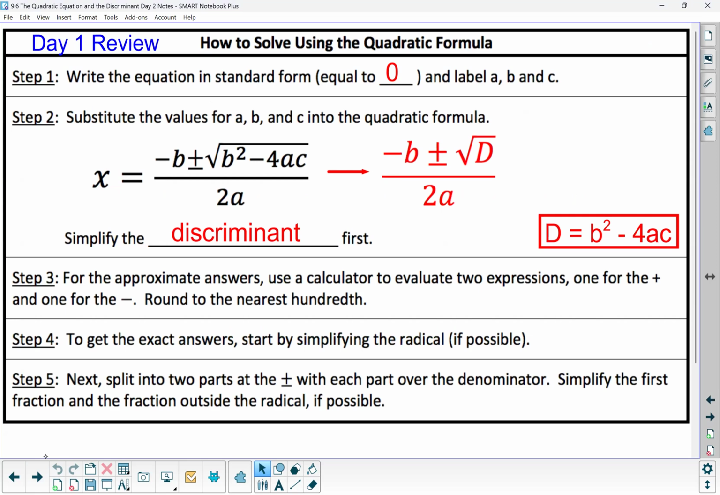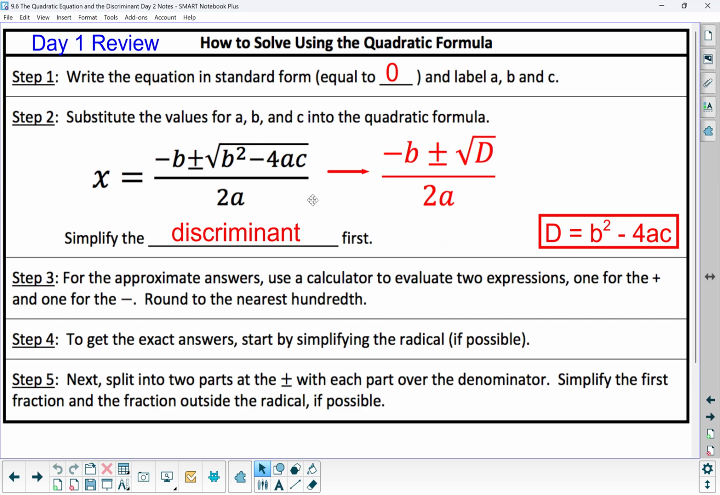So, how to solve using the quadratic formula? First of all, we want to write our equation in standard form so that it's set equal to 0, and then label our values for a, b, and c, similar to when we were graphing quadratic functions. Substitute the values for a, b, and c into the quadratic formula. One way to think about it: x equals the opposite of b plus or minus the square root of b squared minus 4ac, all over 2a.